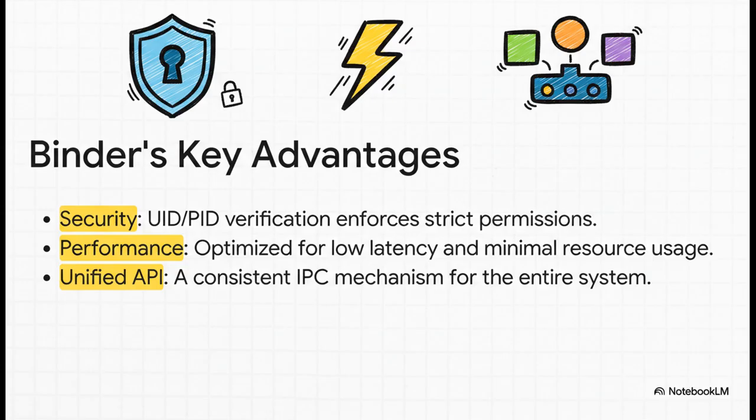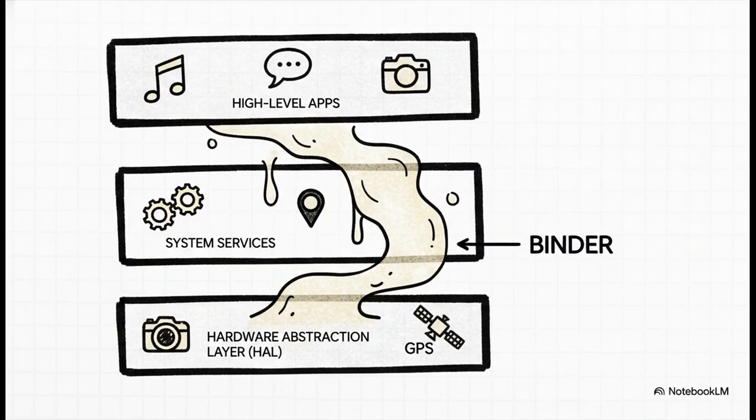And third, a unified API. It gives the entire system one consistent language to talk, from the simplest app to the deepest parts of the hardware. When it comes right down to it, Binder is the glue. It's what connects the apps you use every day to all the system services running in the background. It even bridges the gap to the software that talks directly to your phone's physical camera, its GPS, and all its other sensors. It ties everything together.